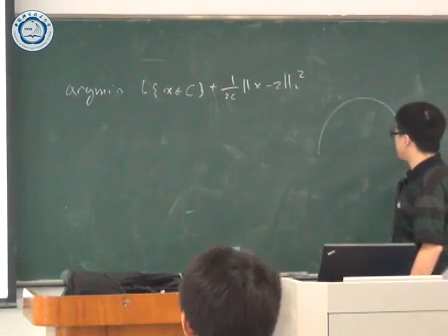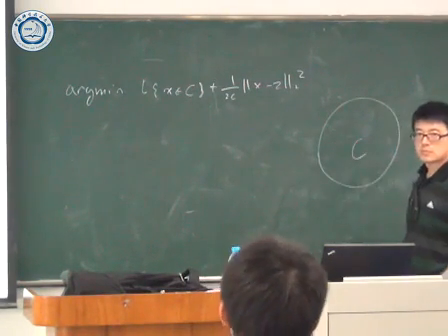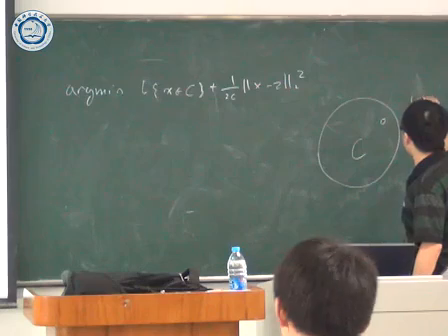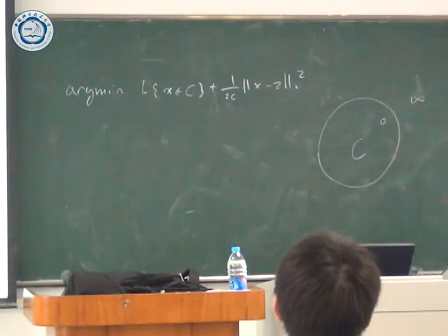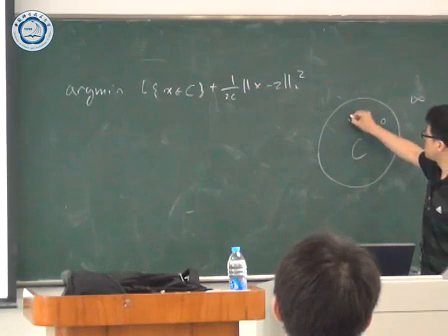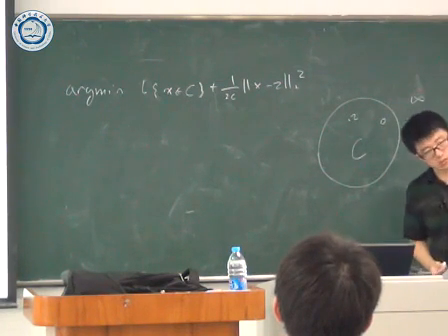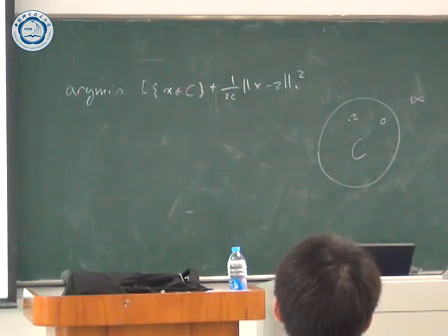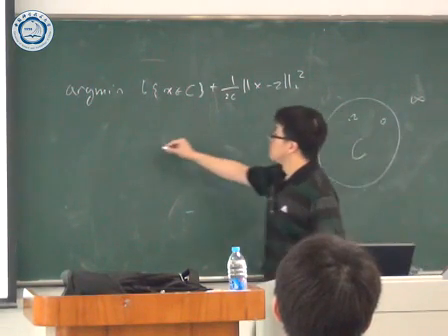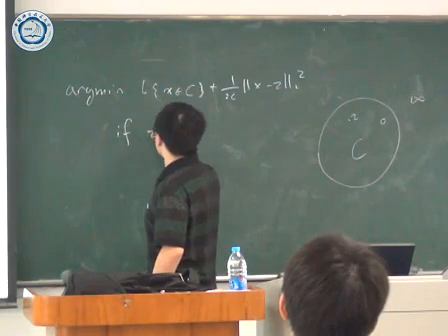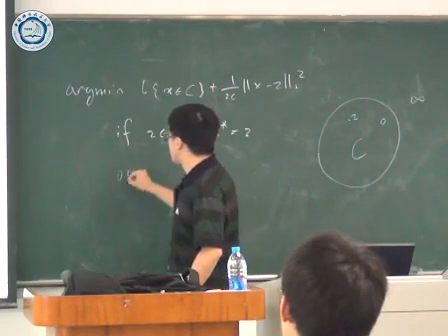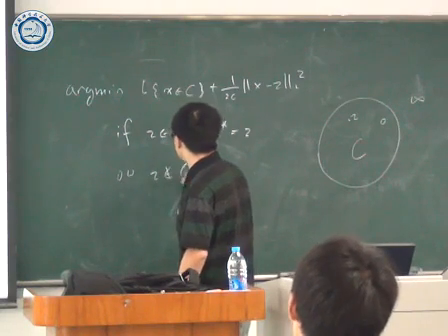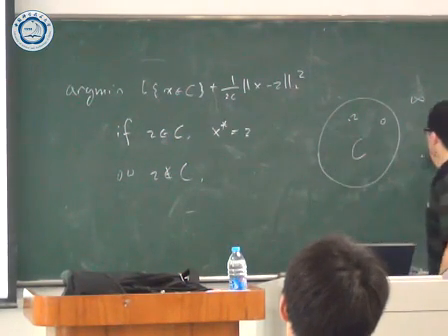So I have a set C. Inside this set I get 0. Outside this set I get infinity for this indicator function. If my input point Z is here, what will be my solution? Z itself. So if Z is in C, x star equals Z. Otherwise, let's say Z not in C, what will happen?